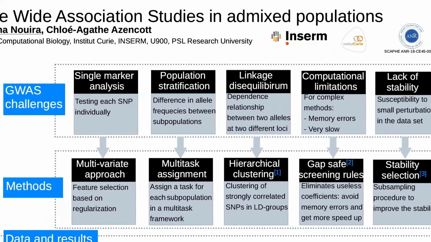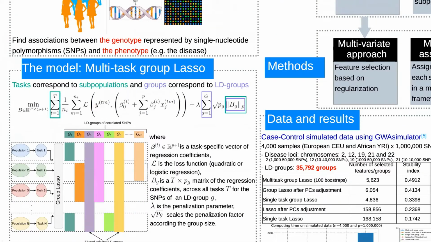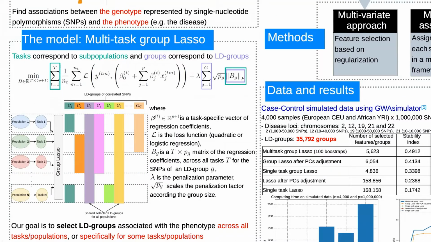So now we will present our model called Multitask Group Lasso. It is basically designed to assign a task to each subpopulation as an input. Using Group Lasso that is based on L1, L2 norm, we provide feature selection at the LD groups level that we already predefined using hierarchical clustering.